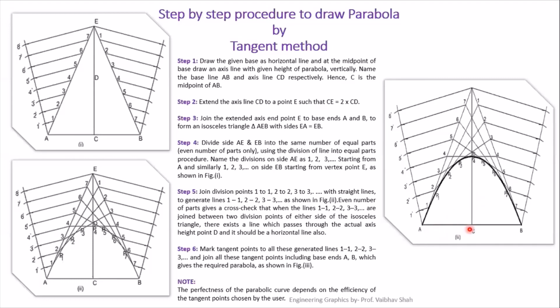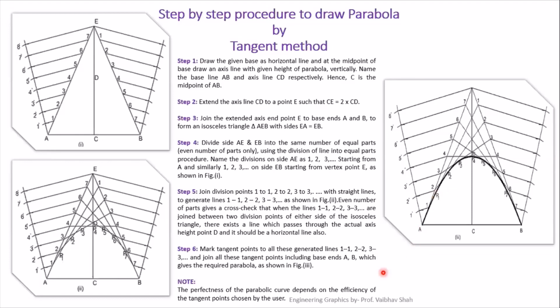So this is nothing but your parabola for the given length of your base, and this is the given height of your parabola. So this is nothing but your tangent method. Note, the perfectness of the parabolic curve completely depends on the efficiency of the tangent points chosen by the user. So you require accuracy in drawing. If you are not so accurate, you have to practice 2 or 3 more times to get your parabola exactly as shown in your figure.